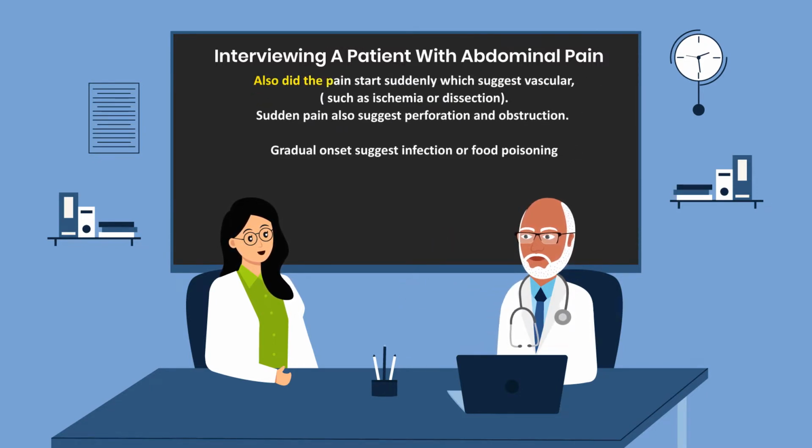Also, did the pain start suddenly, which suggests vascular causes, such as ischemia or dissection. Sudden pain also suggests perforation and obstruction. Gradual onset suggests infection or food poisoning.